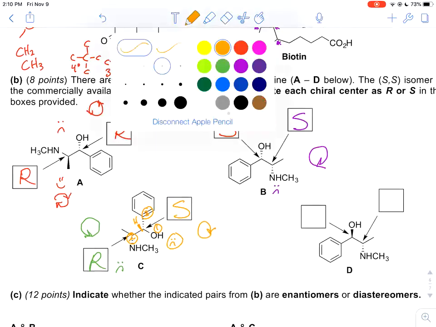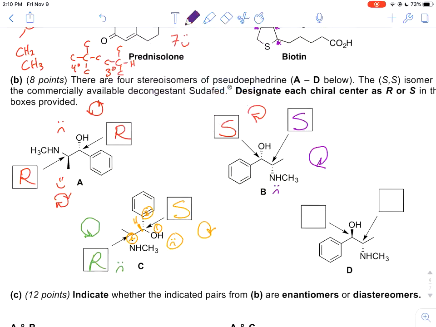Next, 1, a 2, a 3. Looking at it in the right way. 1, 2, 3, looks like R, and it is.